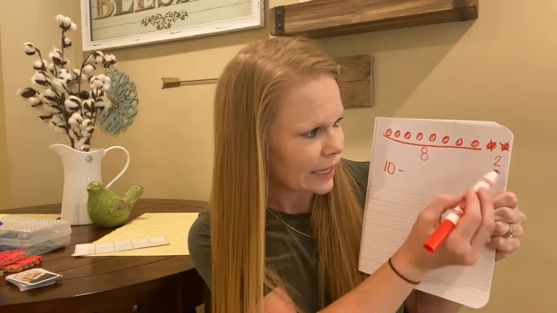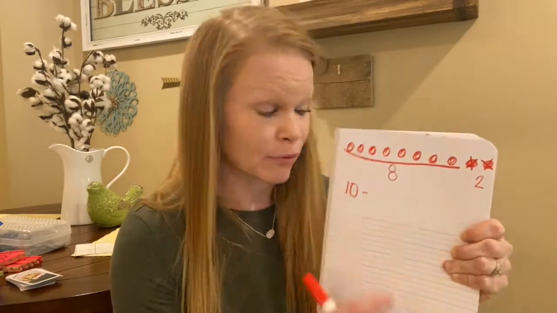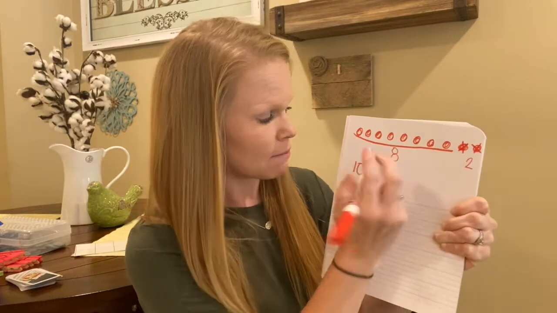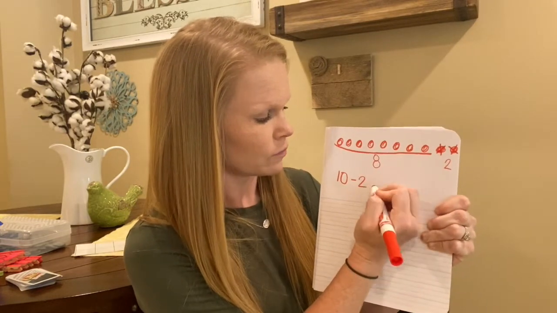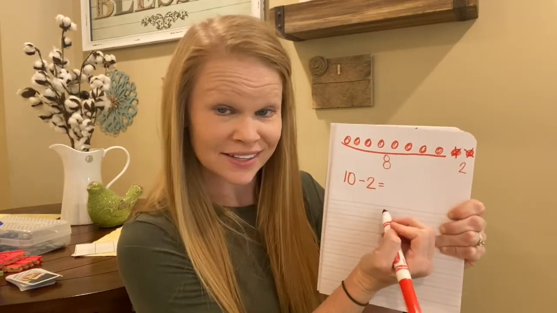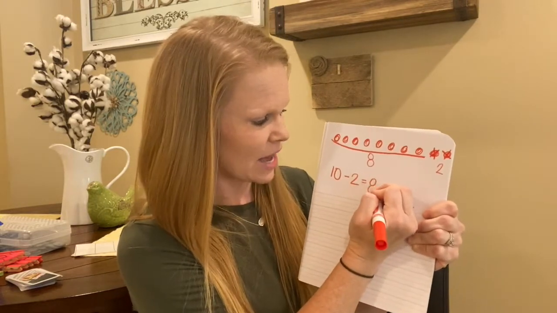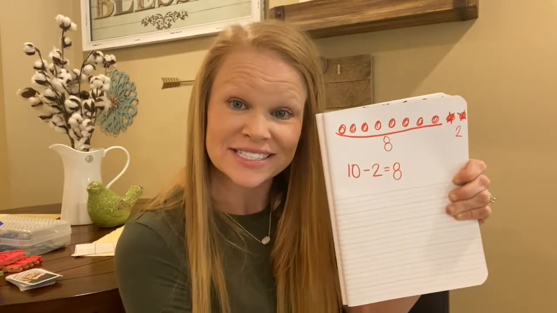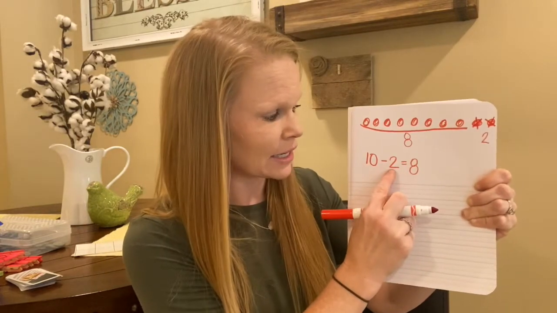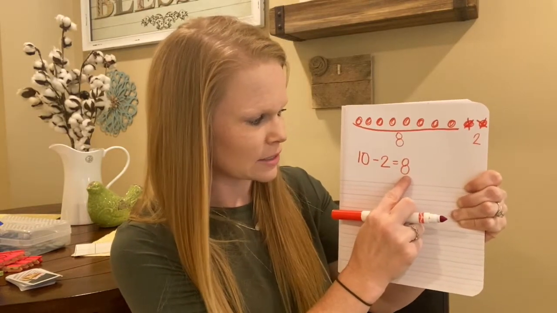How many left? How many flew away? 2 flew away. So that's my next part of my problem. It says 10 minus 2 equals, how many are still there? 8. So that is how we write a subtraction sentence. 10 minus 2 equals 8.